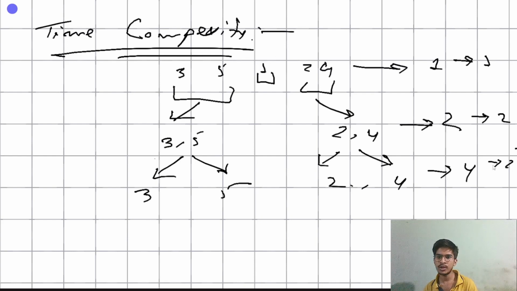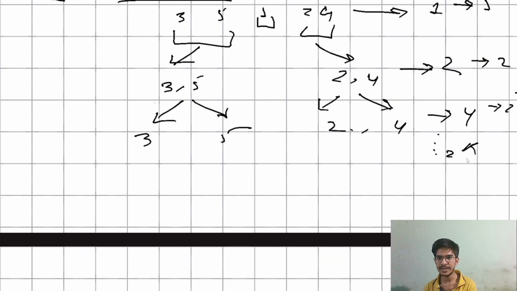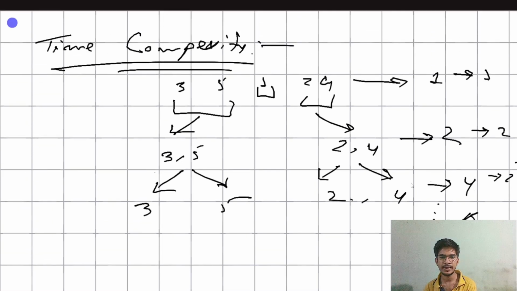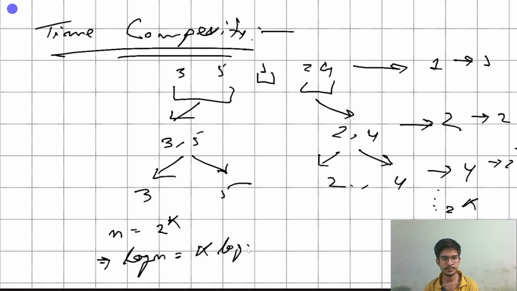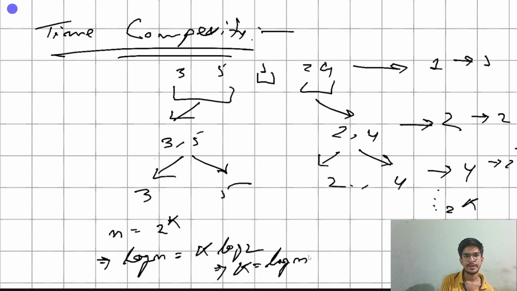Suppose it will go till 2 to the power k. So for n elements, n equals 2 to the power k. If you take log on both sides, log n equals k log 2. That means k equals log of n.